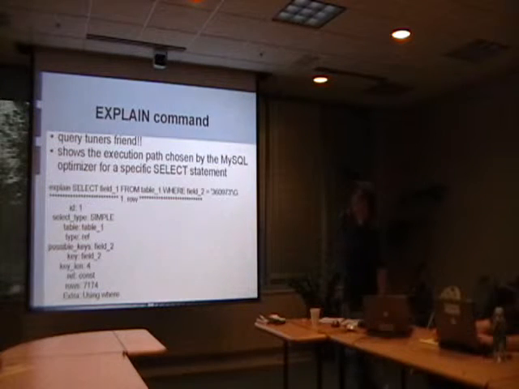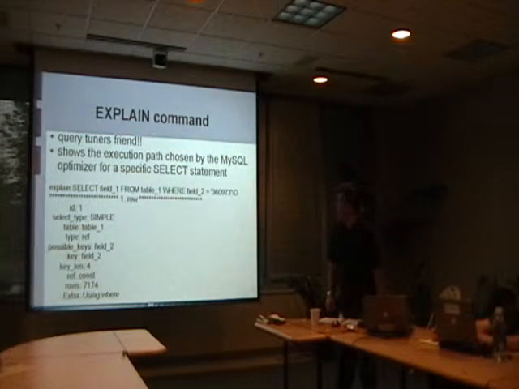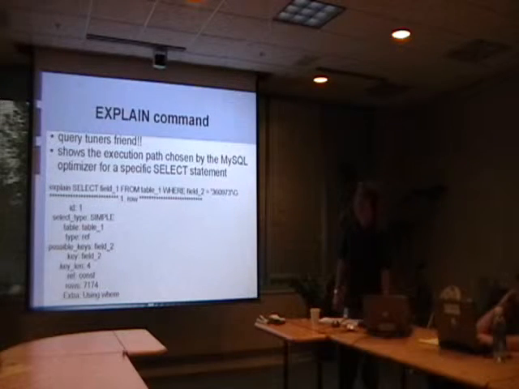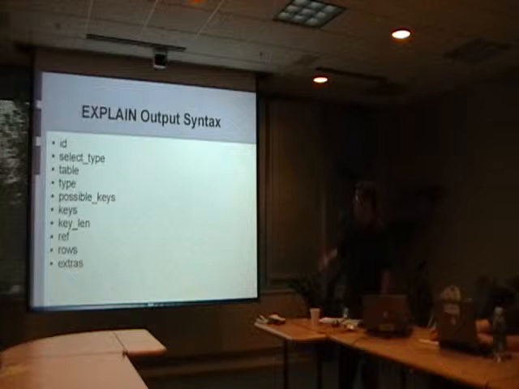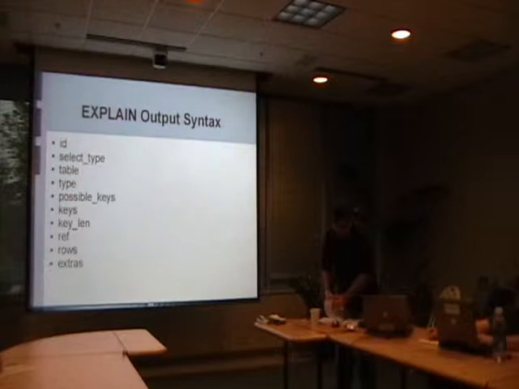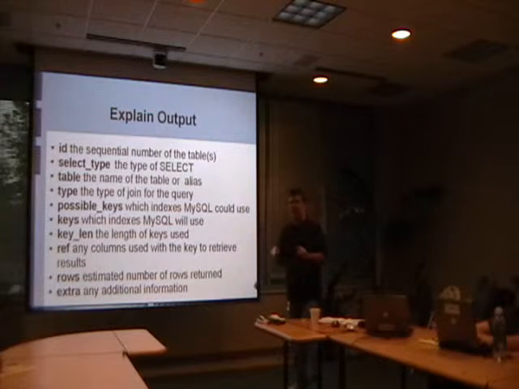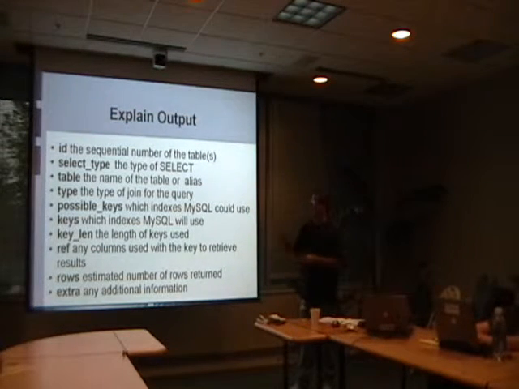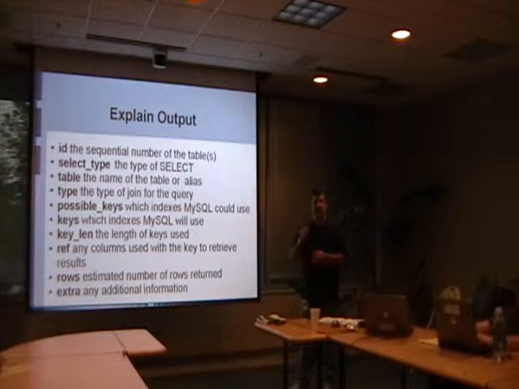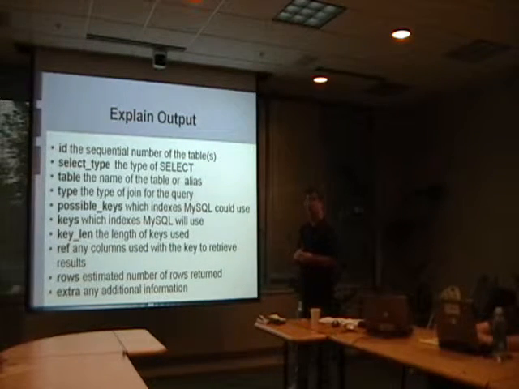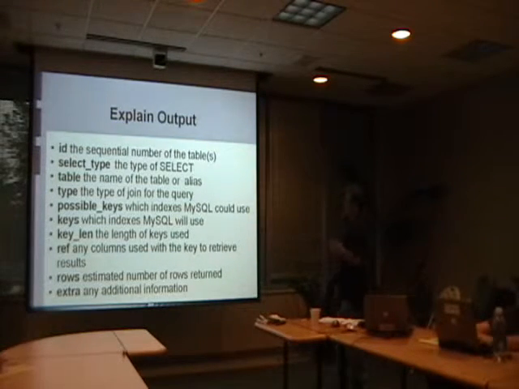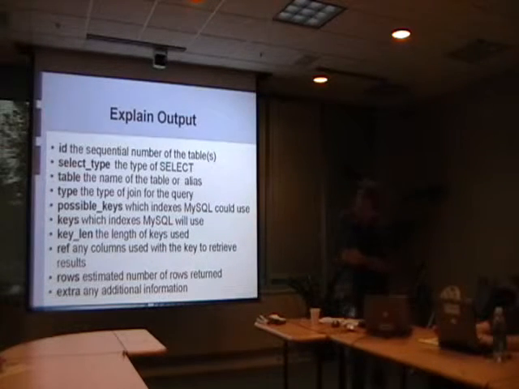So let's talk about this output syntax. I've already mentioned basically these are the different fields, so I'm not going to go through that again. But let's jump to this. So what's ID? If you have more than one table in your select statement, it will give the tables IDs. And the interesting thing about this is that it's actually showing you the order that they go in, okay? The select type is going to be the type of select statement used. The table is going to be the name of the table or the alias of the table.